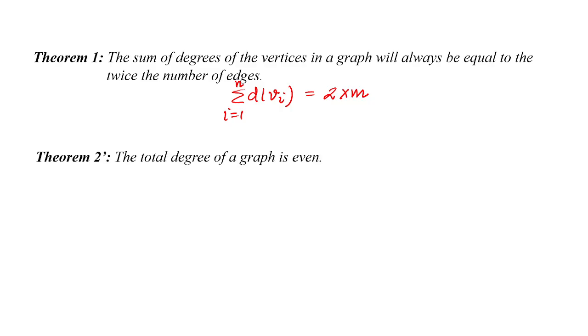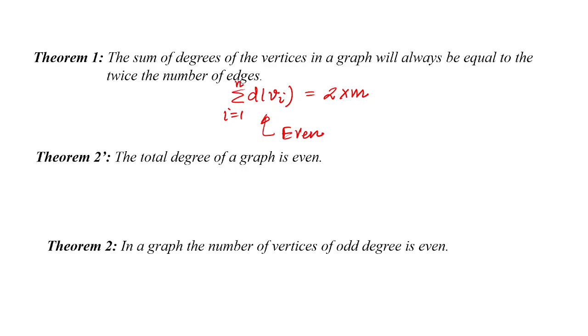That is, the total degree of a graph has to be even. So this number should be even. And the last one is, if we have any graph, then the number of vertices having odd degree should be even. So in total we have three, but two and three are nothing but corollaries of theorem 1. So let us start proving them one by one. Let us start with the proof of theorem 1 and 2.